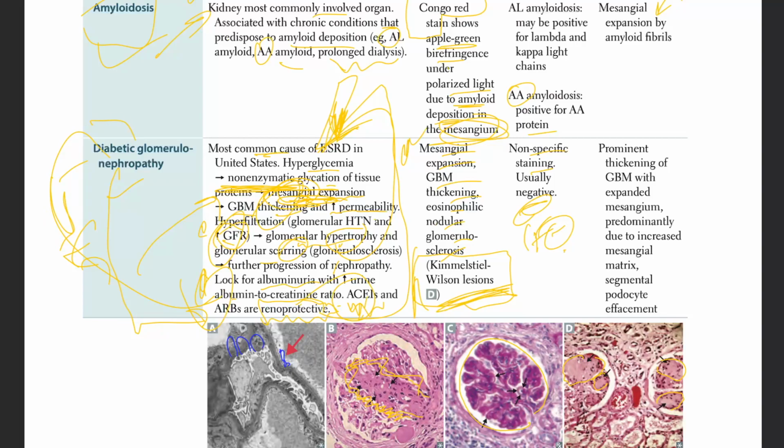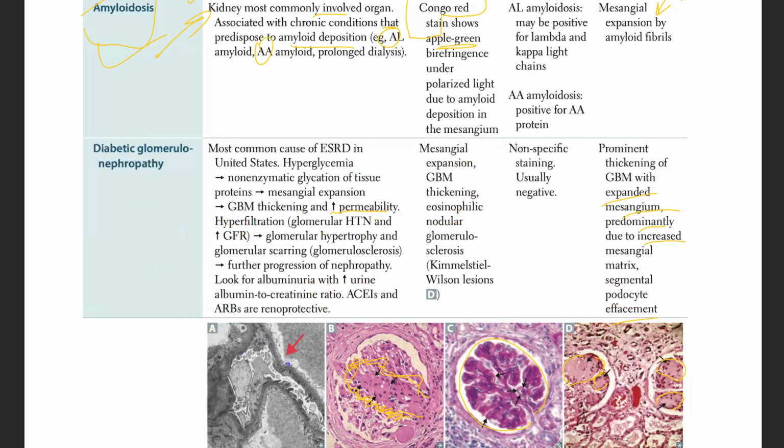Okay, so on your electron microscopy, you will have prominent thickening of the glomerular basement membrane with expanded mesangium, predominantly due to increased mesangial matrix and segmental podocyte effacement. With all of this in mind, let me now talk about some important points of this thing.